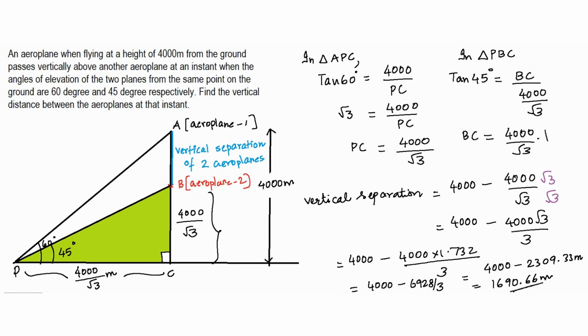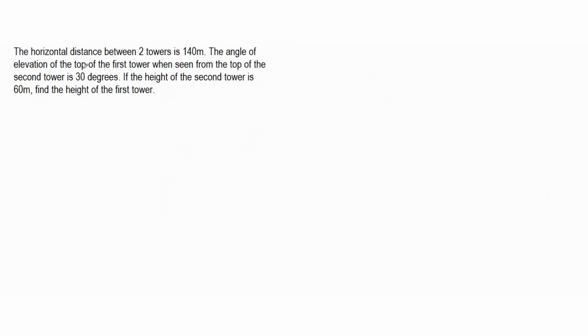Moving on to the next question. The horizontal distance between two towers is 140 meters. The angle of elevation of the top of the first tower when seen from the top of the second tower is 30 degrees. So something is very important here. The angle of elevation of the top of the first tower when seen from the top of the second tower.